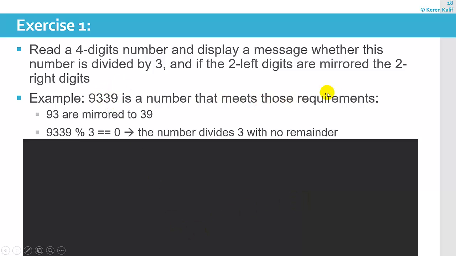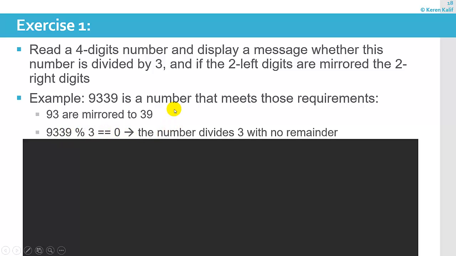9,339 is a number that meets the requirements. The two left digits are 93. The two right digits are 39 and they are mirrored to each other. And if we divide this number by 3, if you do the modulo and the result of the modulo is 0, then the number is divided by 3 with no remainder. 9,339 actually divides by 3 with no remainder.